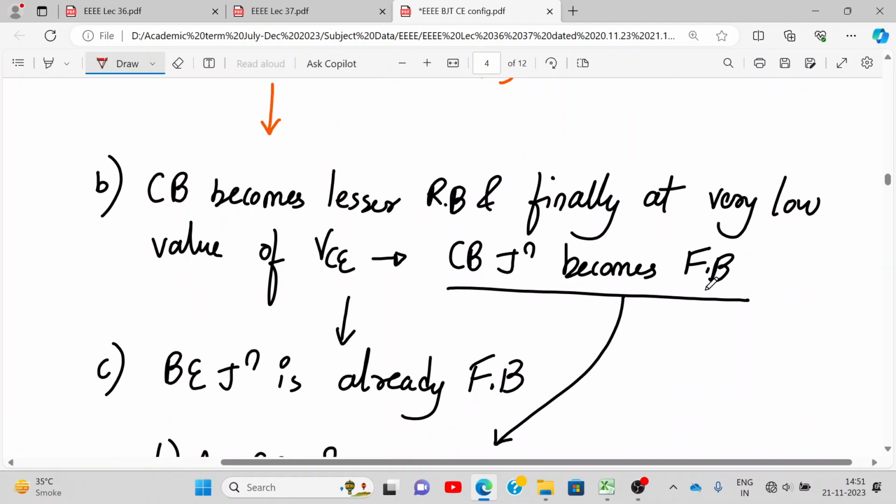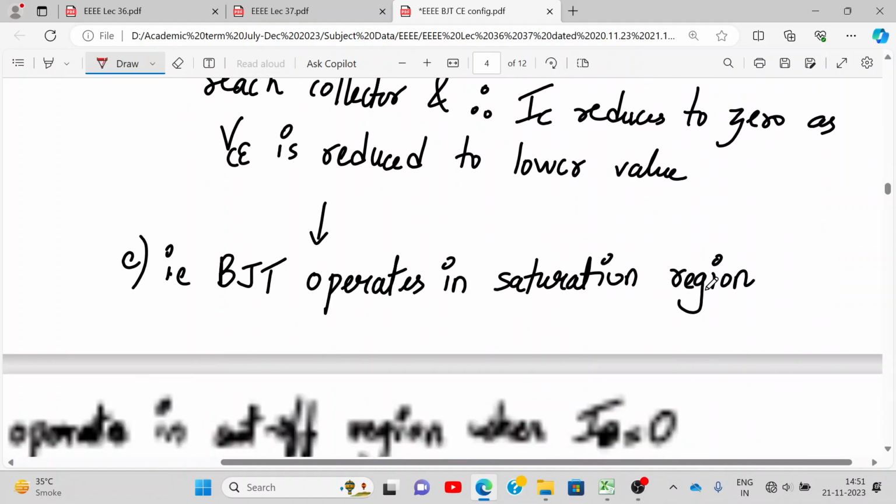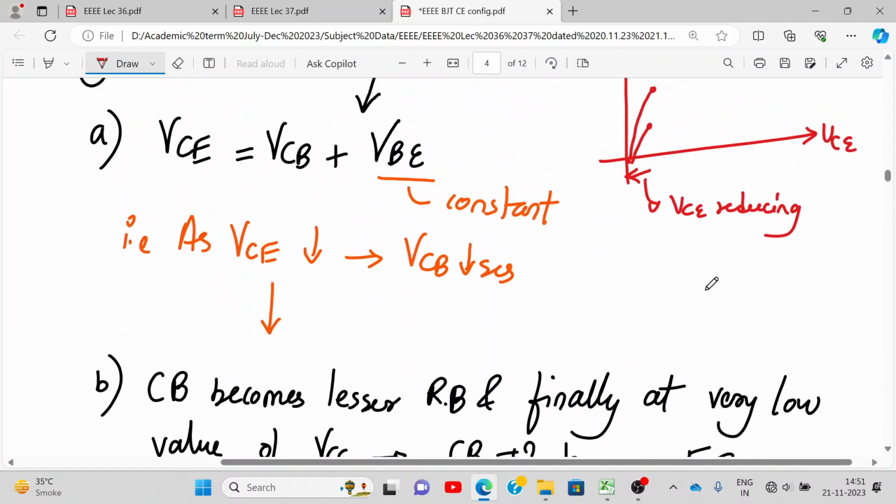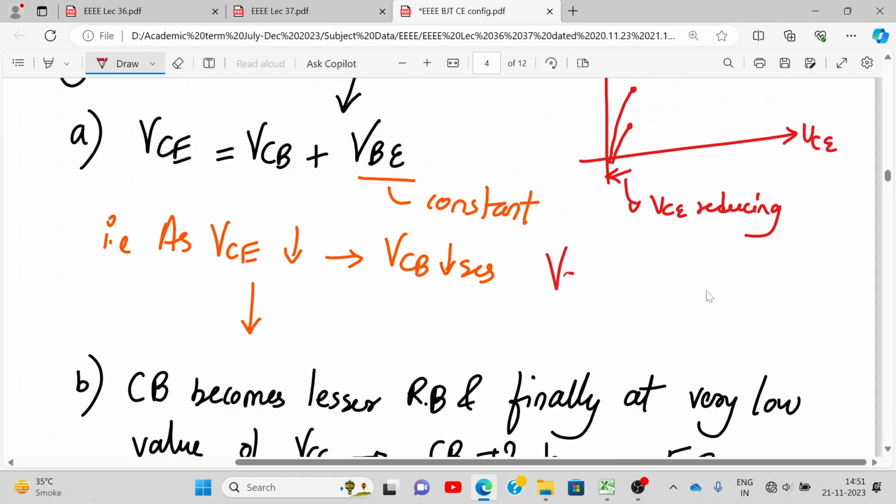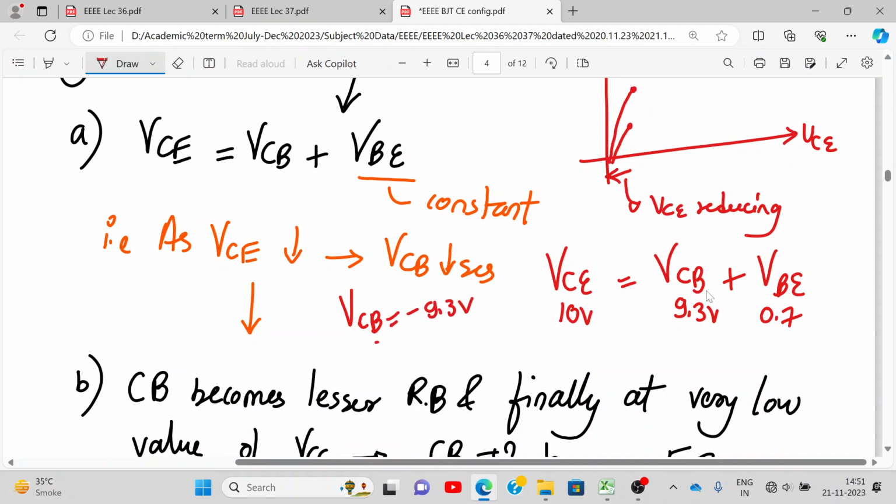How does this happen? See this. Vc, Vcb, Ve. Let's say this is 10 volt initially. This is 0.7. So how much is this? 9.3. Understood? Simple maths. 10 is equal to 9.3 plus 0.7, right? Yes or no? Now the base collector junction will be Vcb, which is 9.3. That's why it is reverse bias, right?